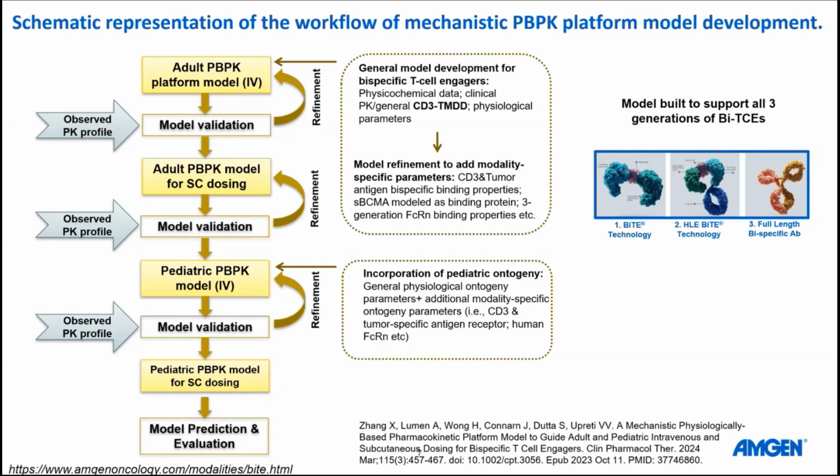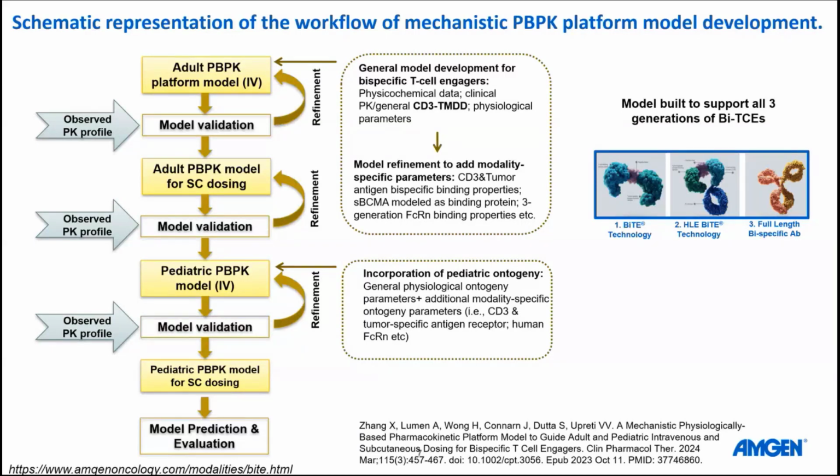So this slide describes the process of how we developed this mechanistic PBPK platform model. As a general approach, we started with the adult PBPK platform model through IV dosing, because this is where the richest clinical and also preclinical data set we have. Once we have the model, we run model validation using the BiTCEs of different structures from all the 3 generations. And then we proceeded to add the SC dosing parts, run further model validation using the internal data set.